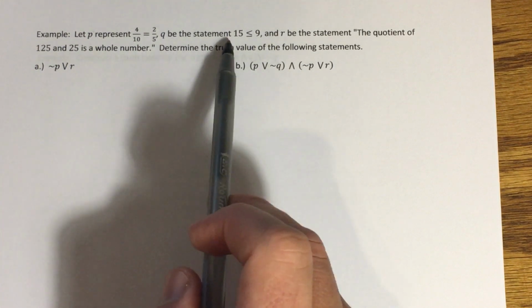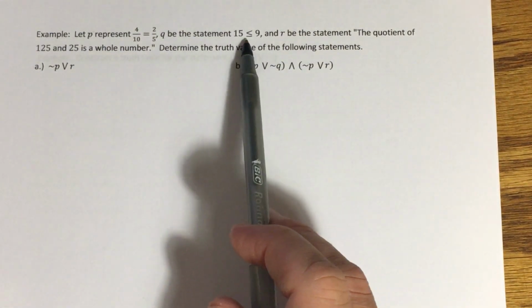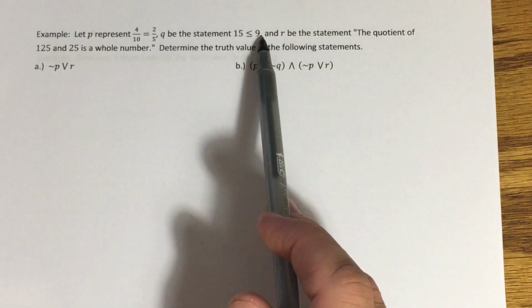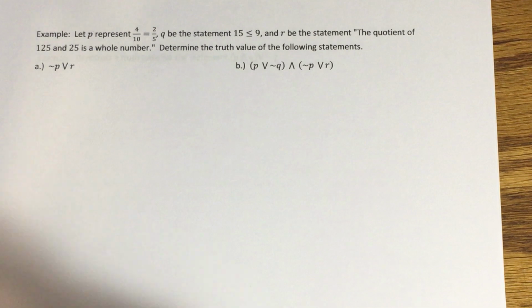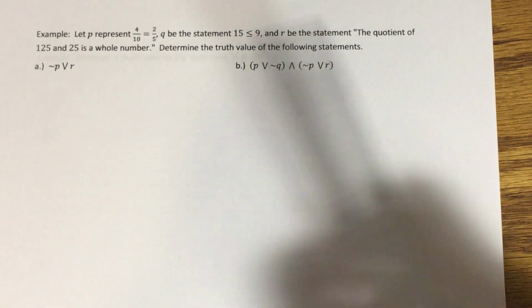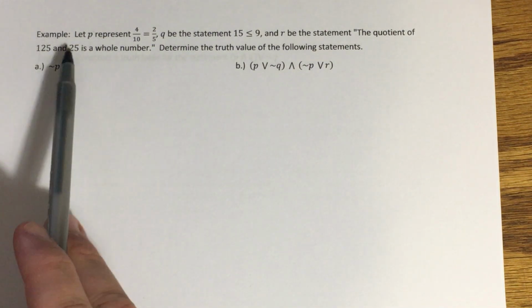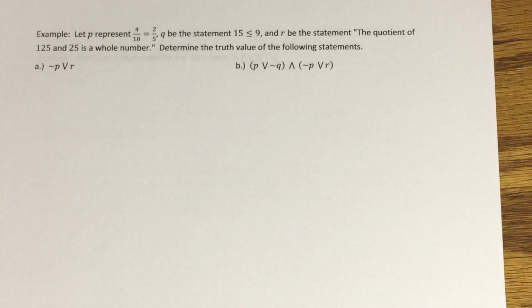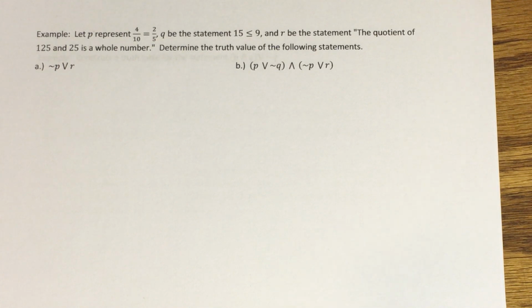Q, is Q true or is Q false? Well, 15 is not less than or equal to 9, as this is stating, so it must be the case that Q is a false statement. What about R? The statement that says the quotient of 125 and 25 is a whole number. Quotient means you're looking at a division problem, and you divide in the order that these numbers are written. 125 divided by 25. Is that a whole number, or do we get some kind of a fraction out of that? 125 divided by 25 is just 5, and 5 is a whole number. So that would mean that the statement R is true. So P, Q, and R will be true, false, and true, respectively.